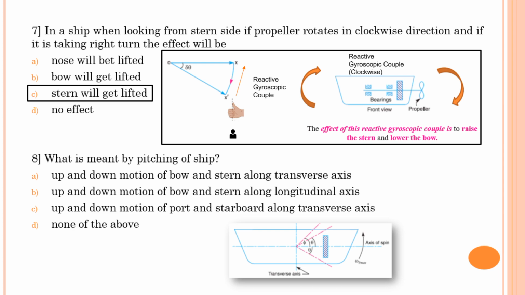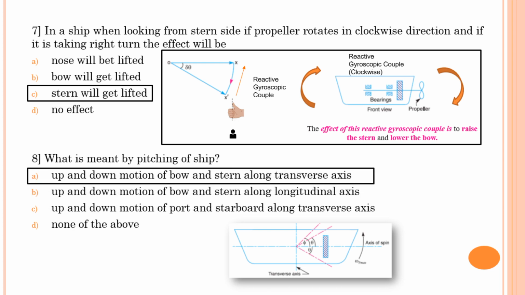So pitching is the motion of the complete ship, or pitching is the motion of your bow and stern along the transverse axis, up and down, theta degree up, theta degree down. This is nothing but pitching.